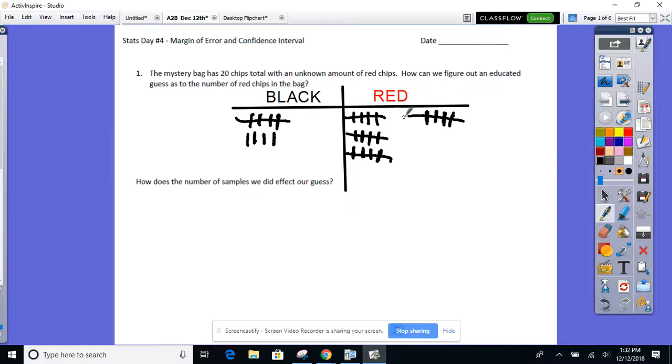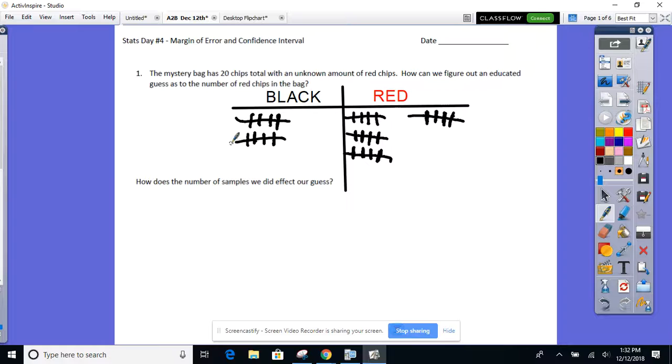Red. We got one more. One more draw. Can she go 3 in a row? Okay, here we go. So I won't reveal yet how many reds are actually in there, but based on what we just did, how can we predict how many reds there are?